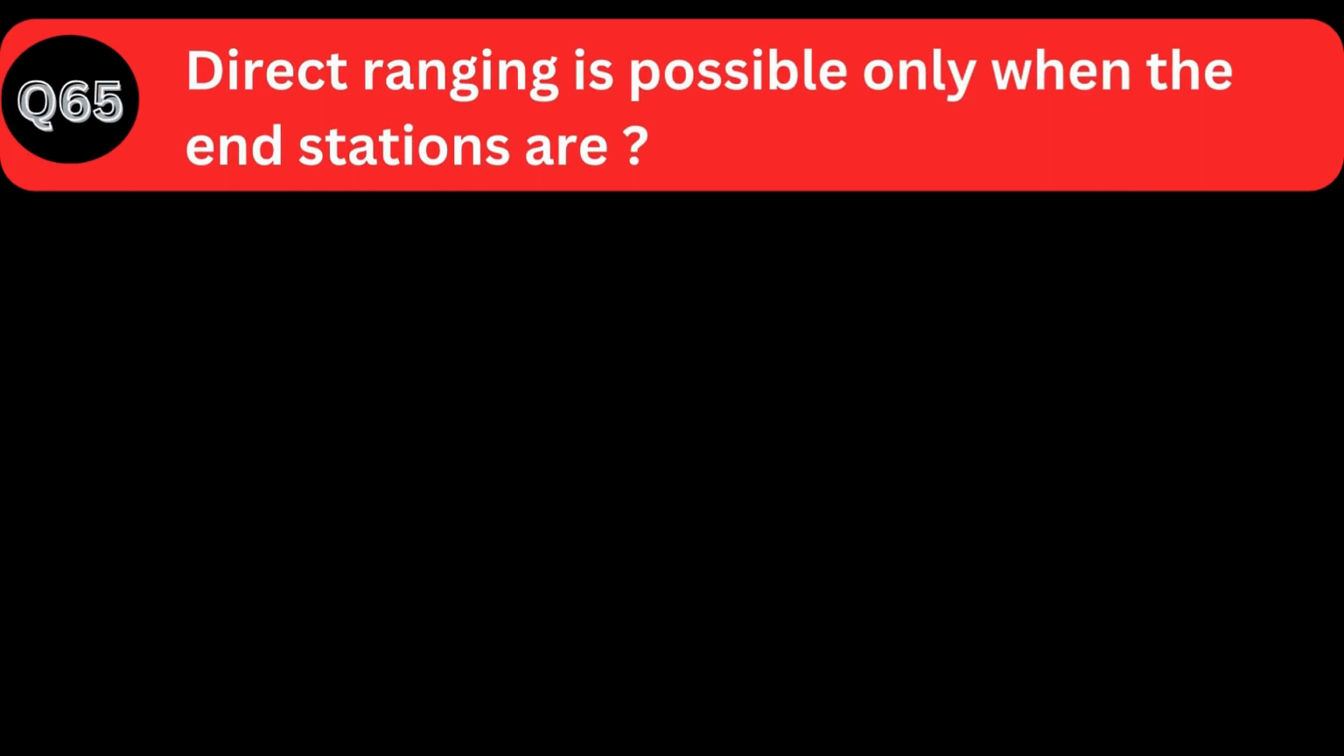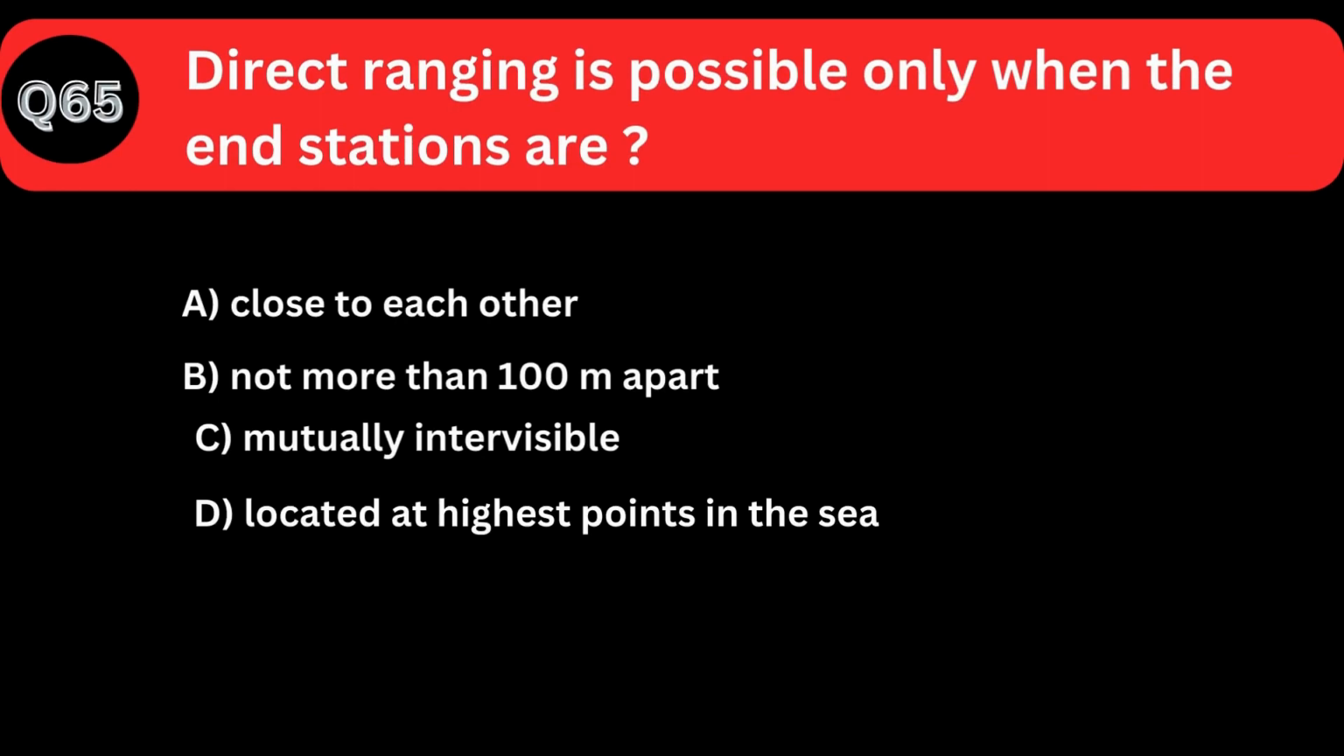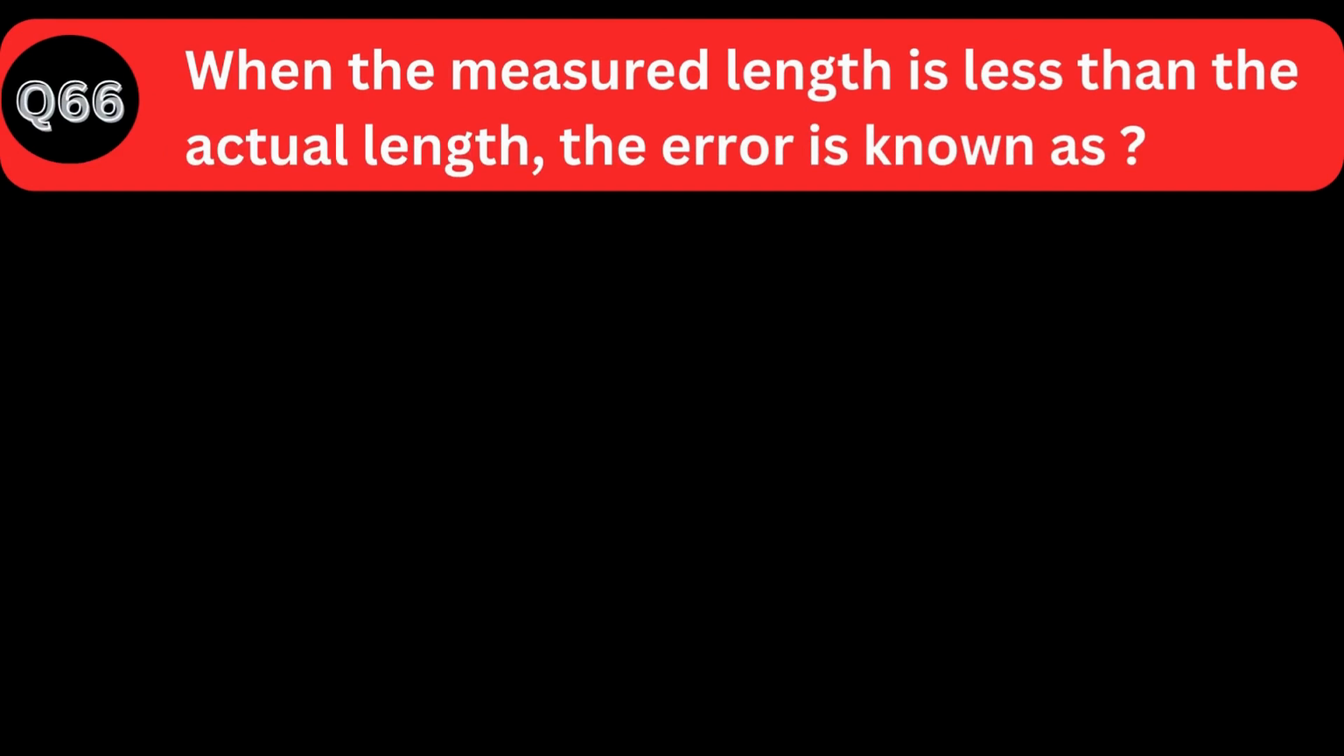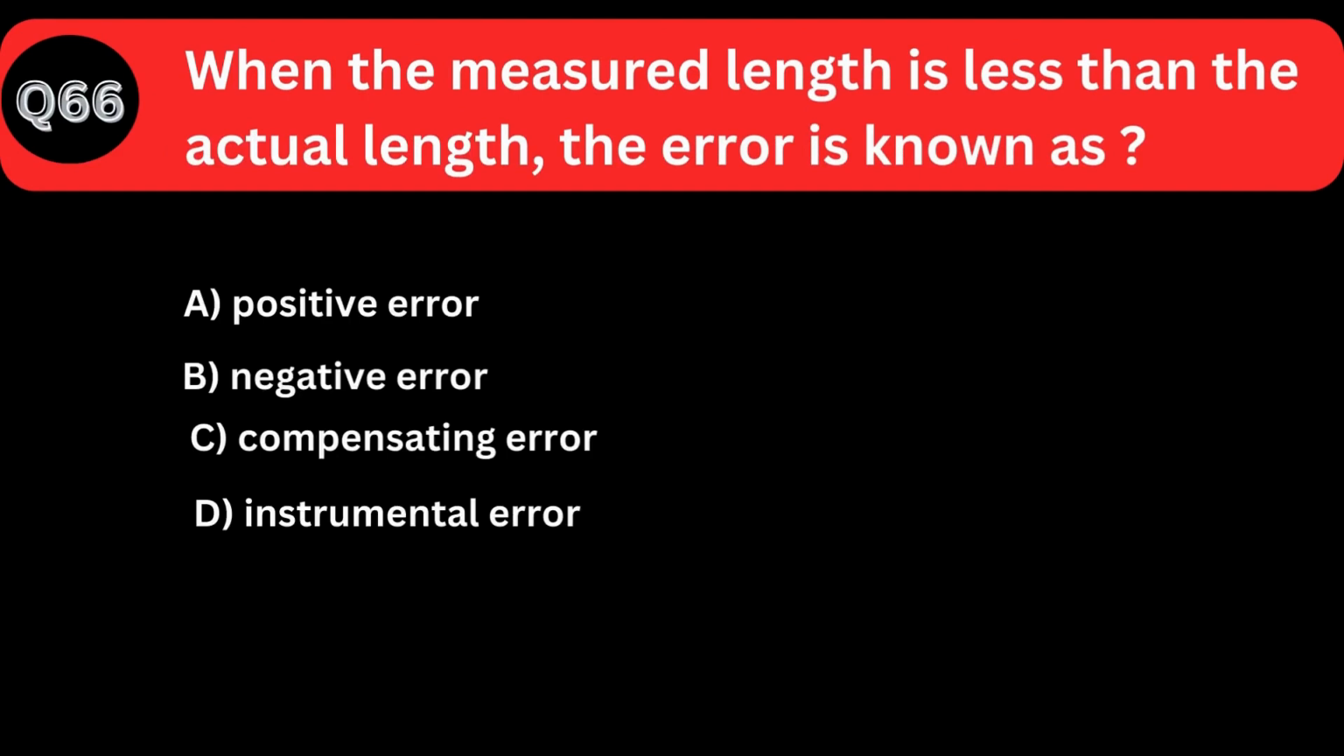Direct ranging is possible only when the end stations are. Options: A. Close to each other. B. Not more than 100 meters apart. C. Mutually intervisible. D. Located at highest points in the sea. Answer: C. Mutually intervisible.